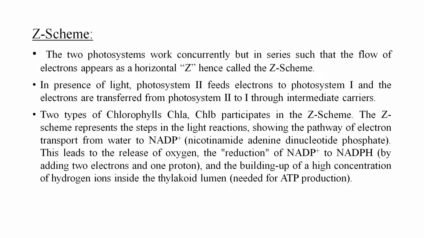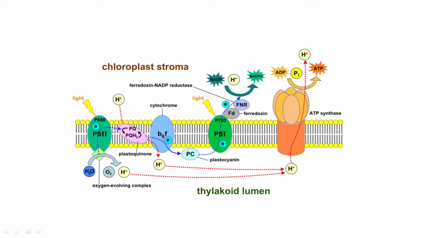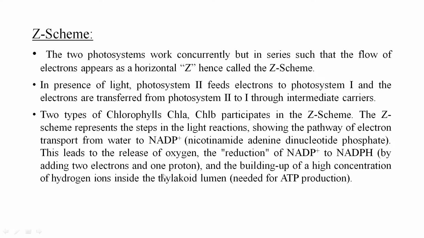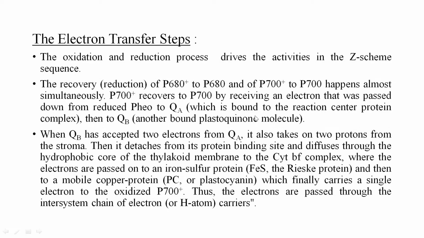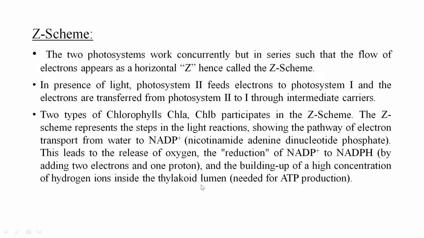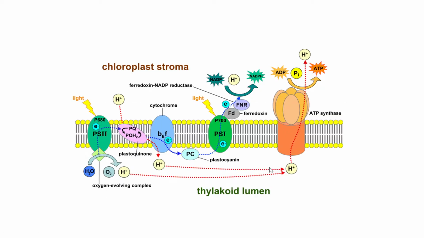In the presence of light, photosystem 2 feeds electrons to photosystem 1, and the electrons are transferred from photosystem 2 to 1. The two types of chlorophylls, chlorophyll a and chlorophyll b, participate in the Z scheme, and the Z scheme represents the steps in the light reaction, showing the pathway of electron transport from water to NADP+. Here we can see the initiating reaction starts from water, and finally it reaches NADP+. This is the overall light reaction of oxygenic photosynthesis, the Z scheme pathway.